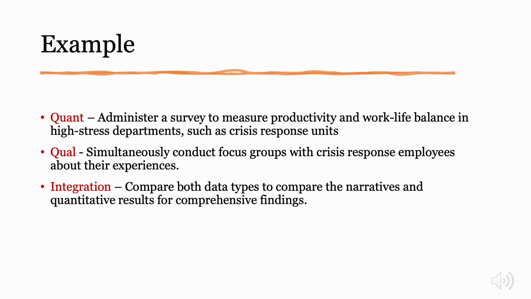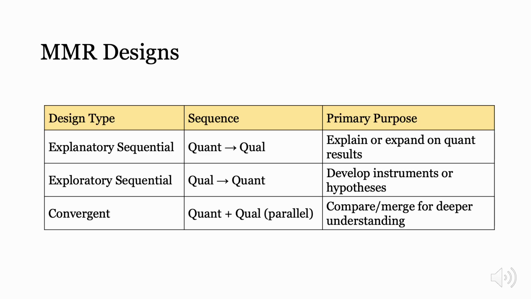For example, you might study work-life balance in high-stress units like crisis response. You administer a survey to measure productivity and work-life balance while also conducting focus groups to hear directly from staff. Then you integrate both data types to see how participants' narratives align or don't align with the numbers.